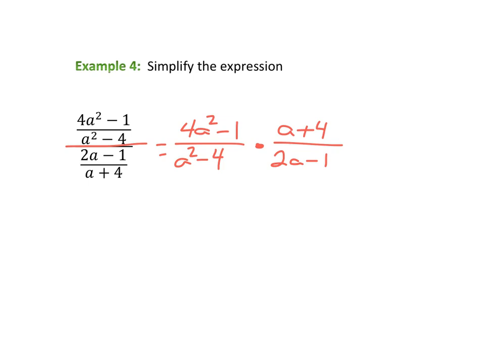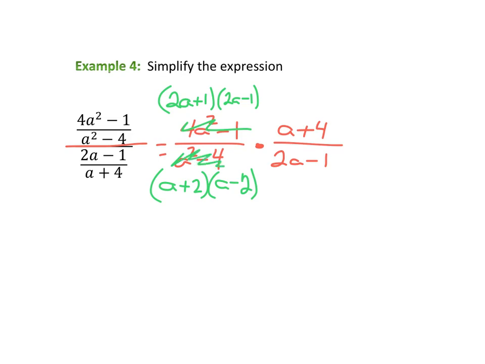So top left is a pattern. Its factors are 2a plus 1 and 2a minus 1. Bottom left is also a pattern. Its factors are a plus 2 and a minus 2. The 2a minus 1 can't be factored, and the a plus 4 can't be factored.